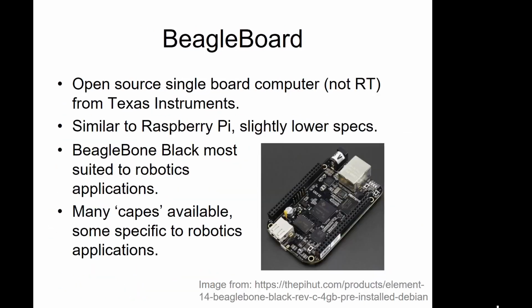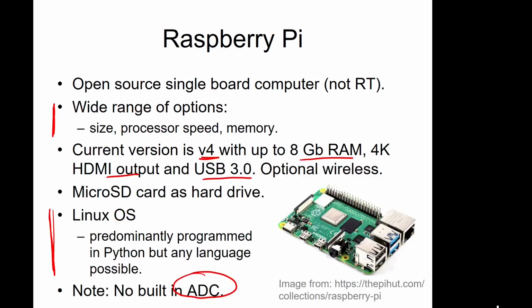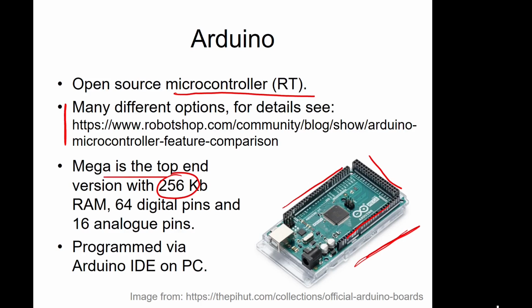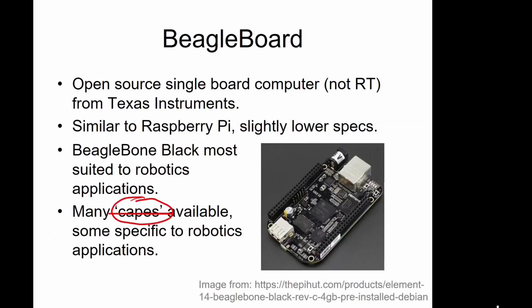So the strength originally of the BeagleBoard was it came with many capes. You can just plug this hardware in, and then you've got that capability. That's what made it popular in the early days. But there are a lot of third-party companies out there now that supply additional parts for Raspberry Pi, Arduino, etc. So there are lots of these shields, capes, hats, etc. now available for all these systems.